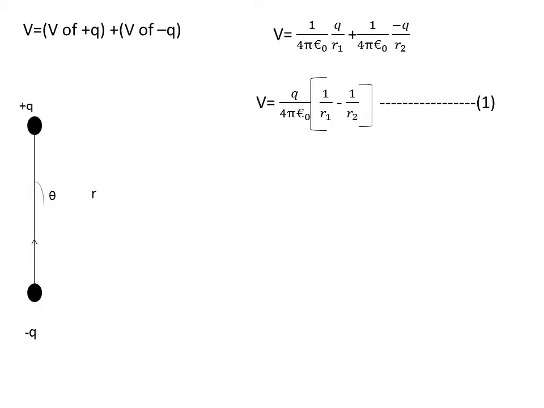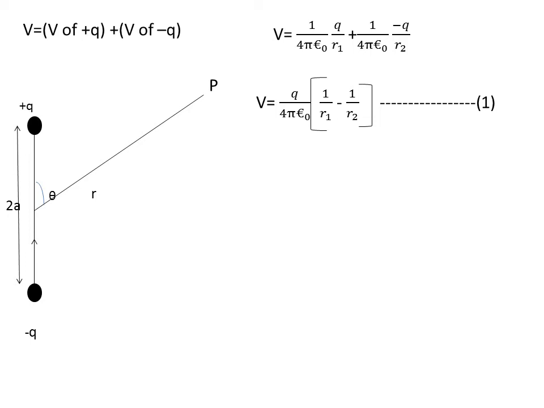So this is our dipole with charge plus q and minus q. 2a is the length of the dipole. P is a point at a distance r from the center of the dipole. P is neither on the axial line nor on the equatorial line. Now the angle between direction of dipole and r is theta. Direction of dipole is from minus q to plus q. So theta is the angle between direction of dipole and r. So these are the facts we know about the dipole.